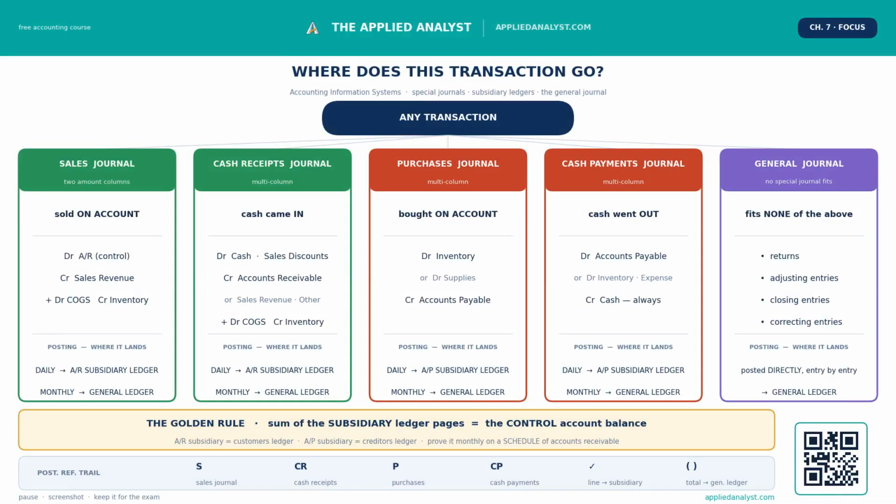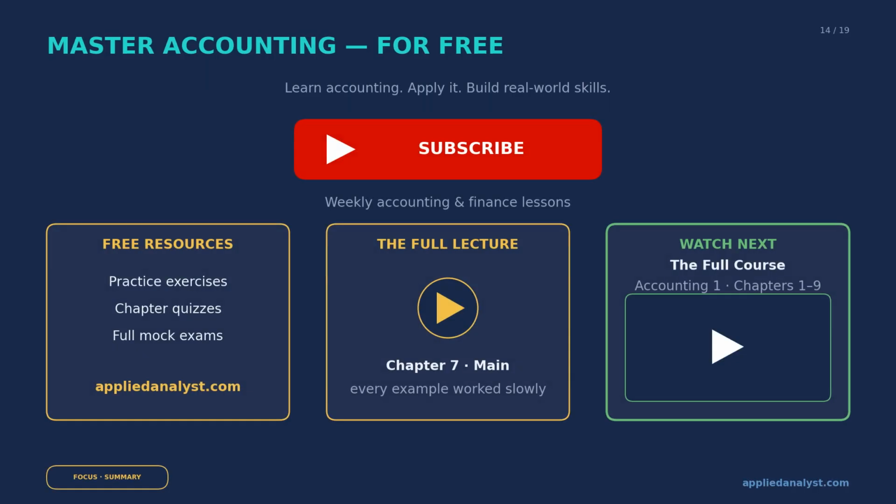Screenshot time. The whole chapter as one routing card. A transaction walks in and the card sends it to exactly one book. Sales on account, sales journal. Cash in, cash receipts. Purchases on account, purchases journal. Cash out, cash payments. Anything else, general journal. Each stop tells you what it records and how it posts. Daily to the subsidiary, monthly by total. And underneath, the rule holding it honest. Every subsidiary ledger must total to its control account. Pause and screenshot it. This is the machinery humming behind every set of books you'll ever open, and now you can read it.